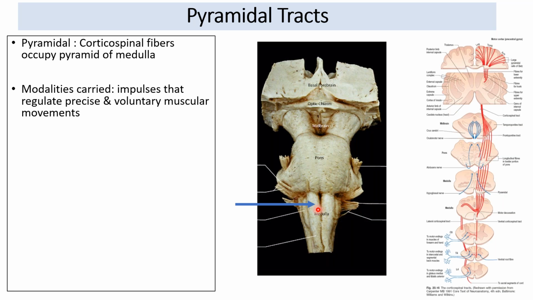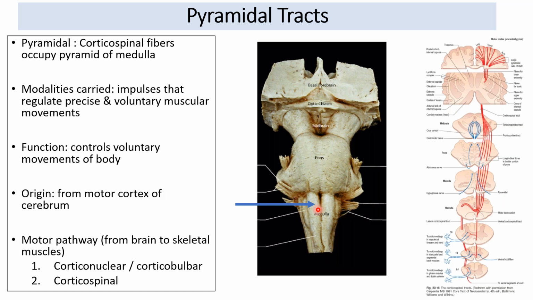The modality carried by the pyramidal tract, which is the corticospinal tract, is the impulses that regulate precise and voluntary muscular movements. So they are controlling the voluntary bodily movements. They are arising from the motor cortex of the cerebrum, and they are of two types: the corticonuclear or the corticobulbar, and the corticospinal type. Corticospinal fibers reach till the level of the spinal cord, and the corticonuclear or corticobulbar fibers reach the level of the cranial nerve nuclei.